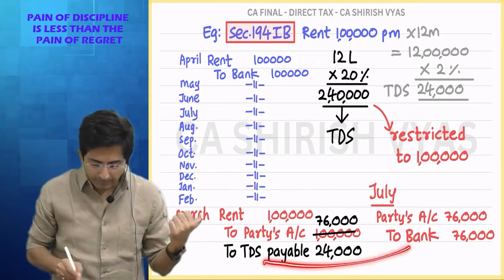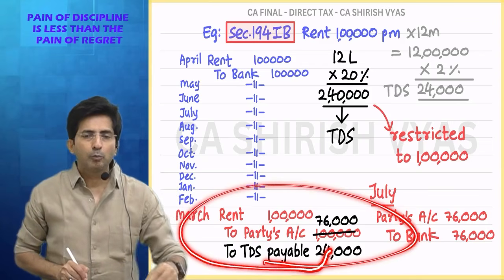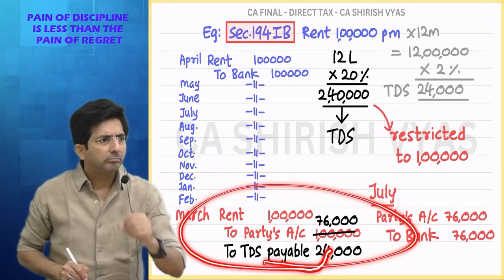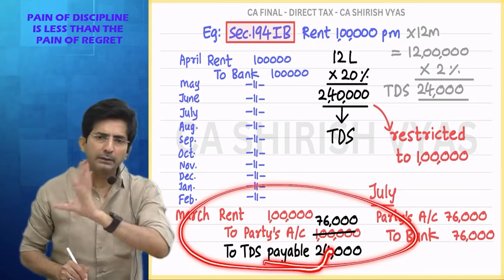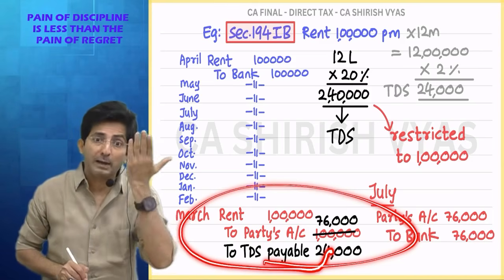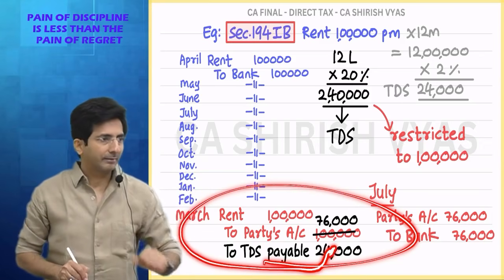So can you tell me the entry will be what then? Rent account debit 1 lakh. To parties account 0. To TDS payable 1 lakh. Full 1 lakh will go in the form of TDS. In fact, the TDS was 2,40,000. He is lucky that it is restricted to 1 lakh.